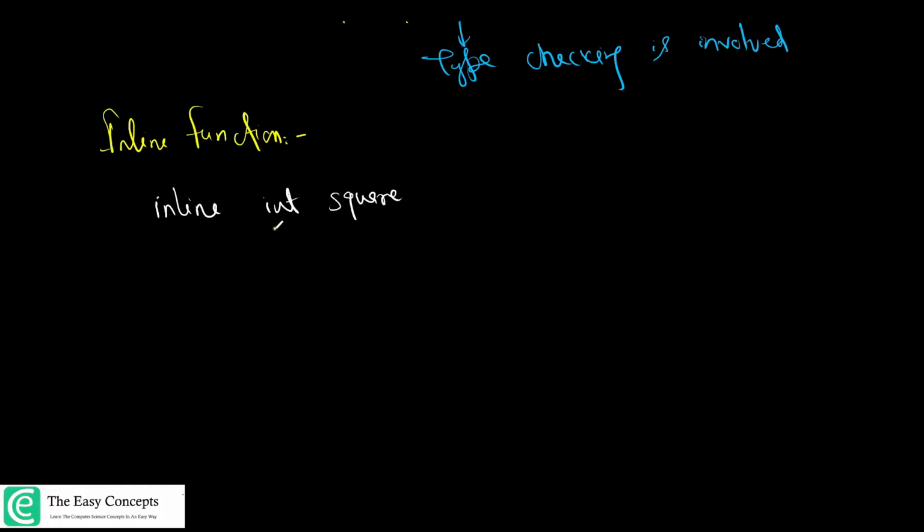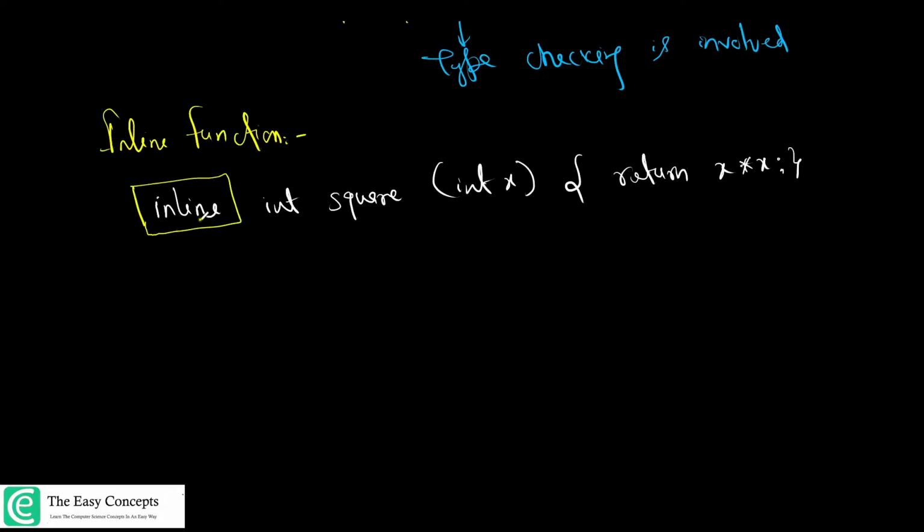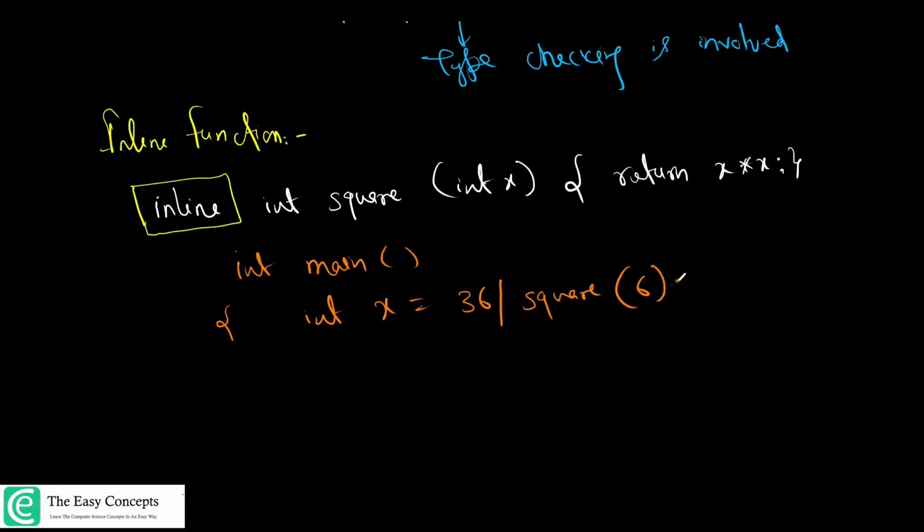If you look at this part, except for inline, it looks like a normal function, but it is not a normal function. There is some difference which we will discuss later. But first consider this: we have to put inline in front of a function, and this inlines this function. What is the meaning of inline? We will discuss that later, but just understand that you create a C program, and now you can write int x equal to 36 divided by square of 6.